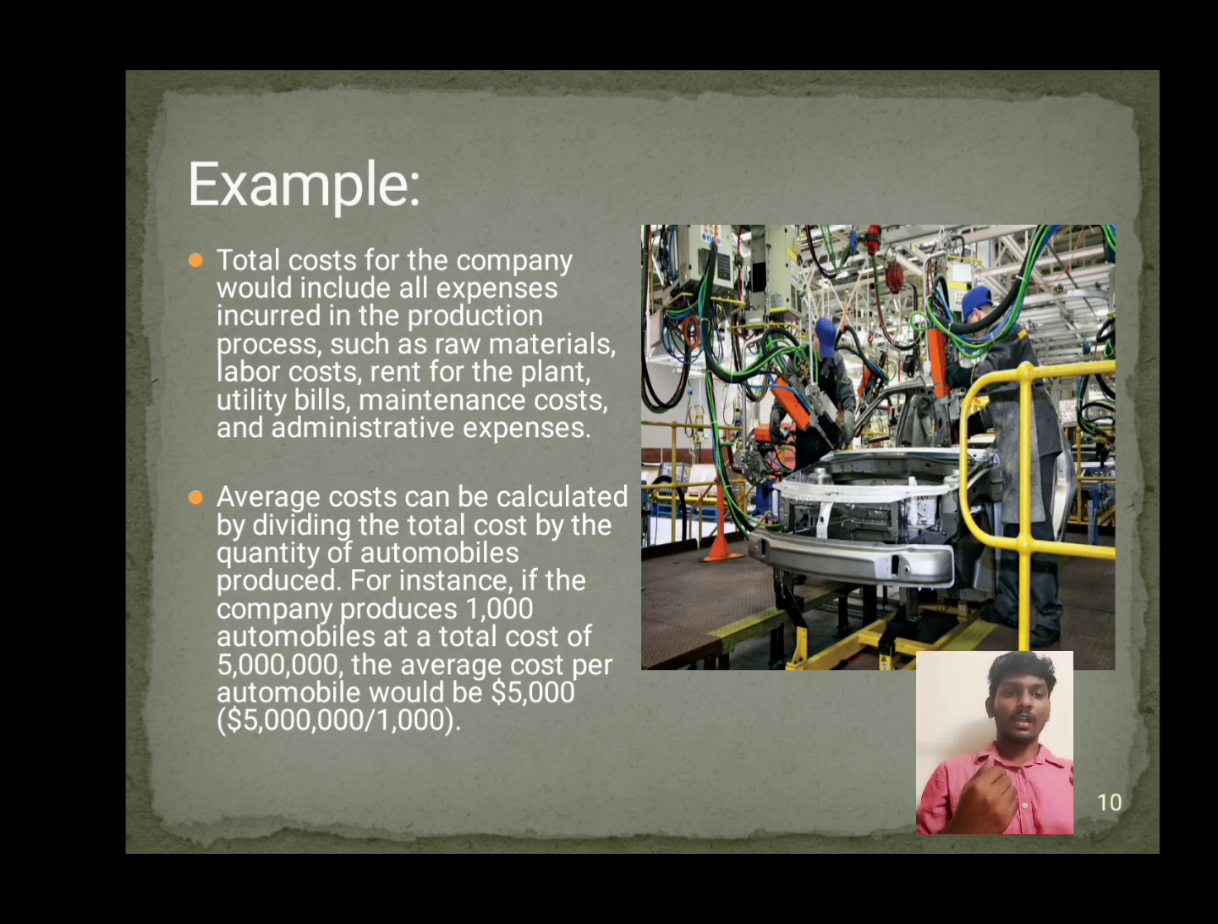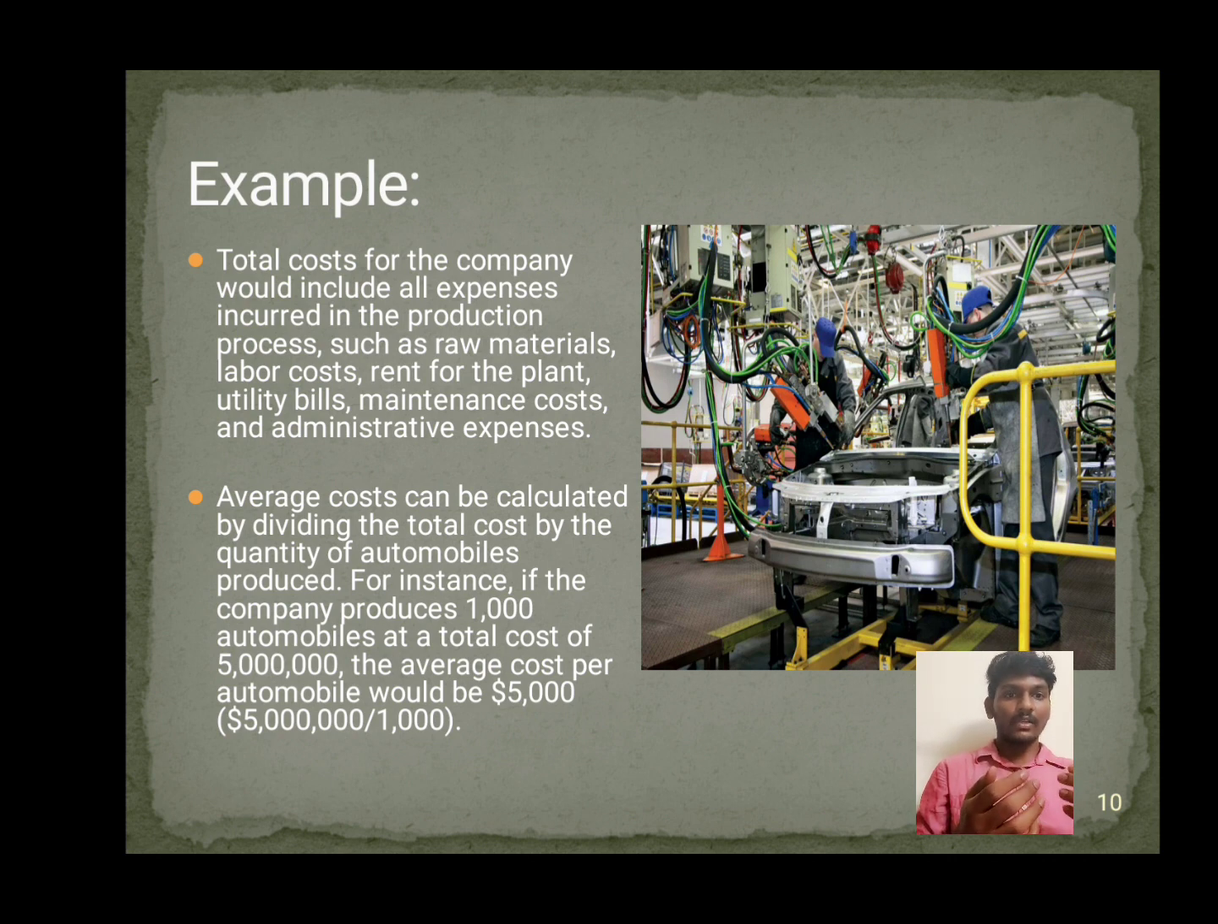As an example of long run cost, let's consider a manufacturing company that produces automobiles. In the long run, the company has the flexibility to adjust all factors of production including its plant size, machinery, equipment and labor. Total cost for the company would include all expenses incurred in the production process such as raw materials, labor cost, rent for the plant, utility bills, maintenance, etc.